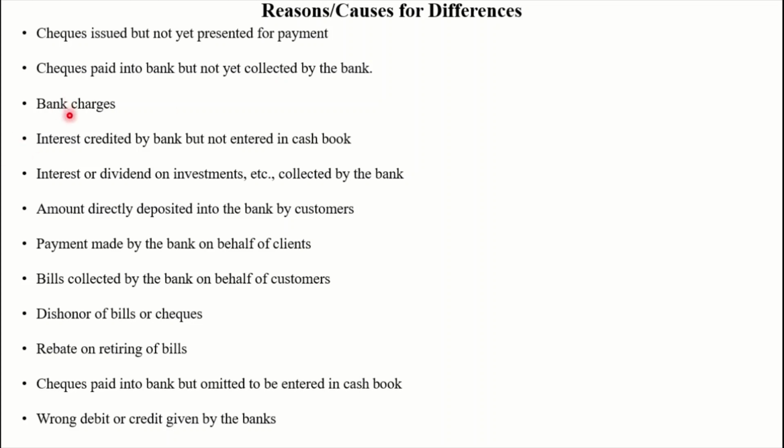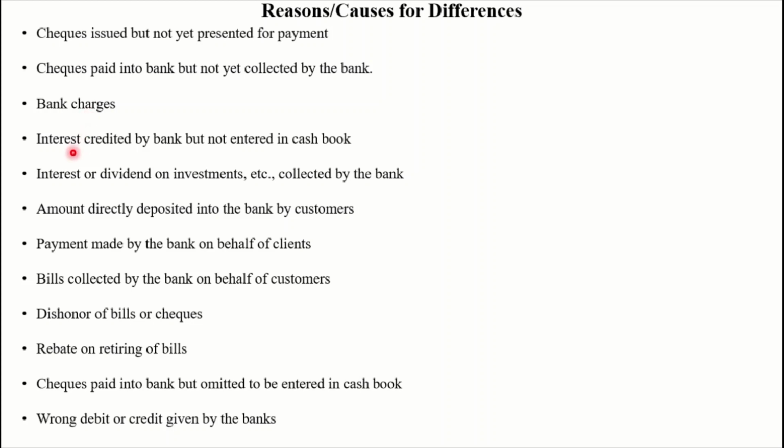Then bank charges. The bank usually debits the account of the customers with interest on bank overdraft, collection charges, and incidental charges for various services rendered by the bank. These adjustments are shown in the passbook as and when they occur, and hence the balance in the passbook decreases. And the customer, or here we can say the business, comes to know about it when he collects his passbook and verifies it. This is another cause or reason for a difference.